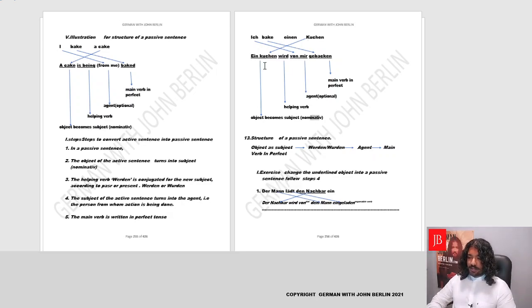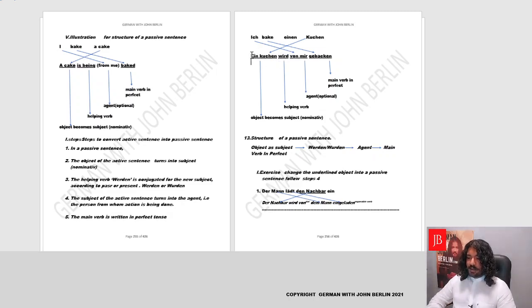Yes, so when the object turns to the subject in passive, it'll be written in nominative. Perfect. So, ein Kuchen wird von mir gebacken. Where did the wird come from? It's the helping verb we spoke about in the present tense, is being. Yes, and it's written in third person. Ich werde, du wirst, yes, wird.